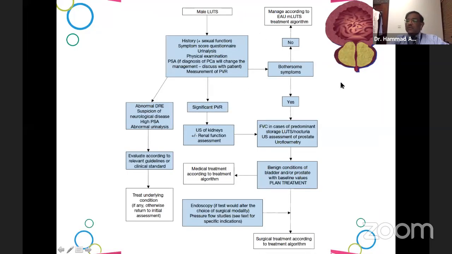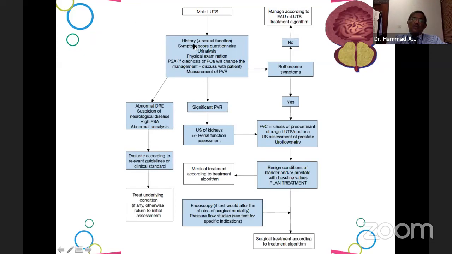This is the European Association of Urology's algorithm for evaluation of men who are in the age of BPH, which is now defined at 40, 45 years. Typically, it is 50 years plus. So these men should always have first a history, and that history should also focus on sexual functions, because sexual functions are related to the treatment and management of BPH. So men who have preserved sexual functions may be treated in one way, and those who are not sexually active may be treated another way.